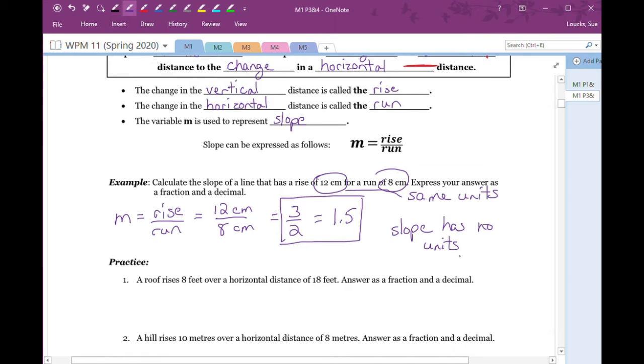Note that slope itself has no units. Okay, there's a couple of practice questions for you to do, so pause the video and do those and then come back.